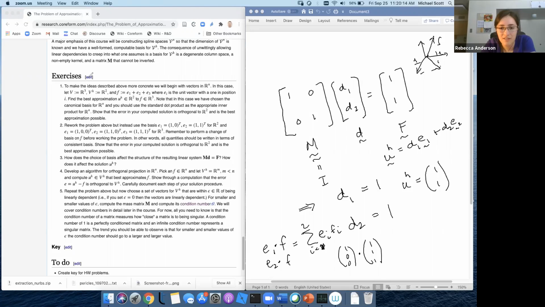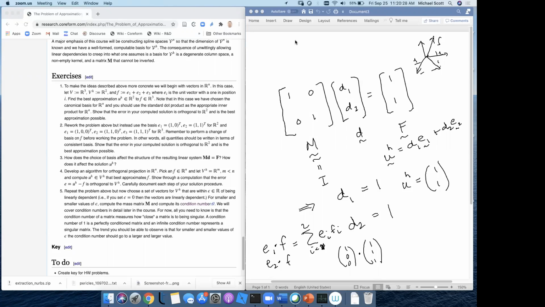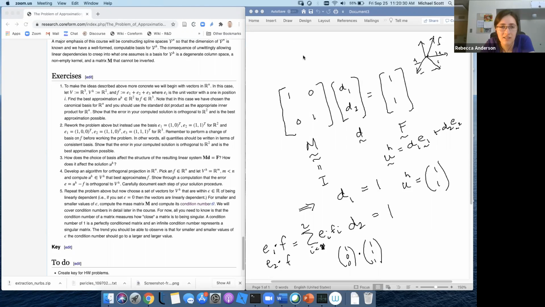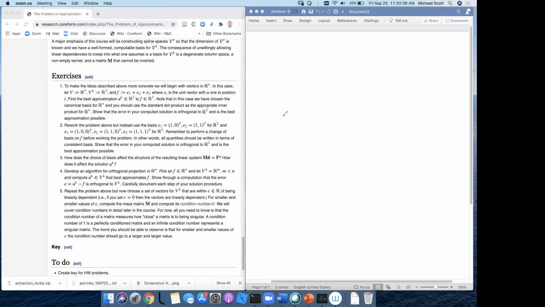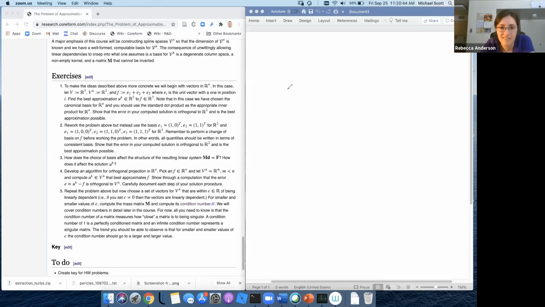So at the end of the question, it says, show that the error in your computed solution is orthogonal to R2. Yep. When you try to calculate that, you'll be doing a dot product with a vector that's size 2 and a vector that's size 3, right? Yeah, same thing as I described earlier. Okay. Cool.